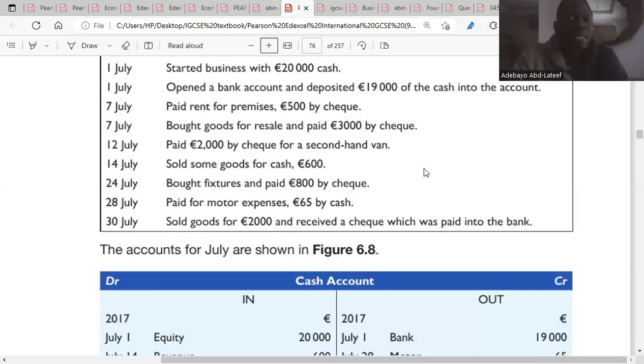Then we have bought fixtures and paid 800 by check. So we're going to have fixtures account and bank account. 800 is going to be debited to the fixtures account. 800 will be credited in the bank account. Paid motor expenses 65 by cash. The expenses account, you can call it motor expenses account. You will debit it with 65 and credit your cash account by 65. And the last one, sold goods for 2,000 and received a check which was paid into the bank. So your bank account has received 2,000 euros. That means you debit the bank account and you credit the sales account. So that's the end of all the transactions. Is it clear? Yes.